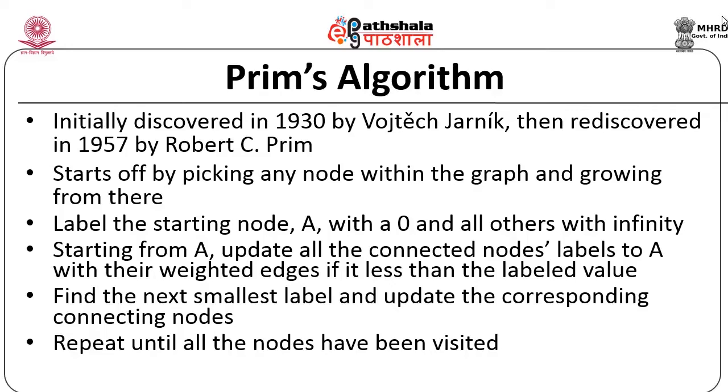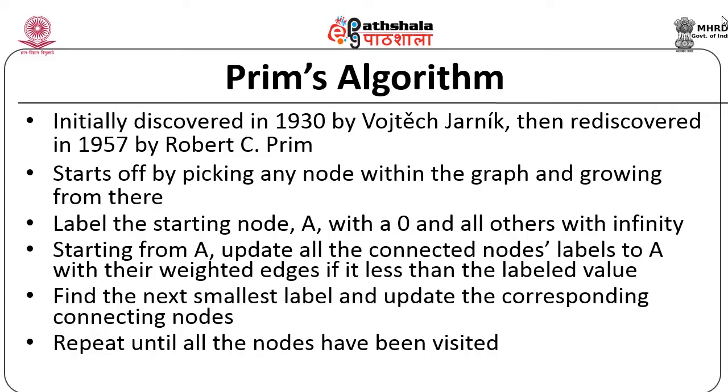You start with a node and label it with 0 and all others with infinity, since you have not travelled there yet. Now, from A, you update the labels of all the nodes connected to A with their weighted edges, if the weight is less than the label value. If the weight is more than the label value, we do not update it.